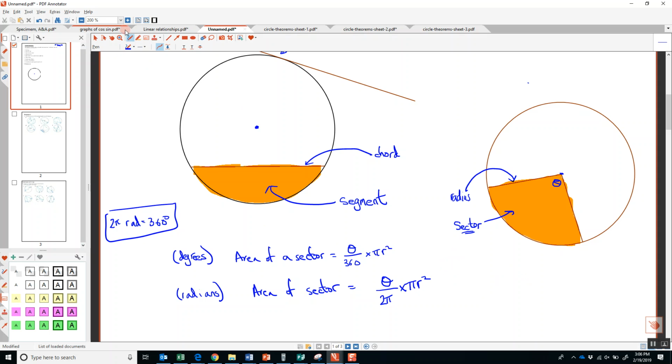And what can we do here then? With this? Good, cancel out the pi's. So I'm left with theta over 2 times r squared.